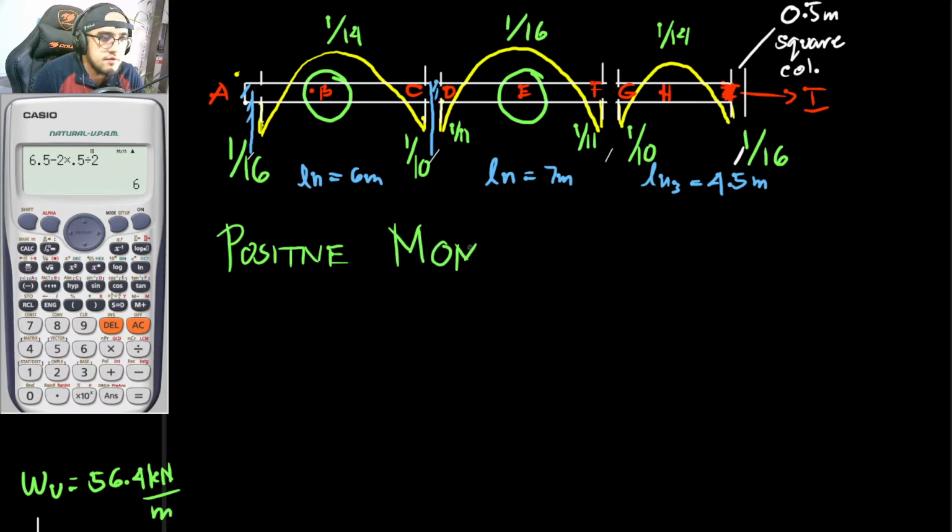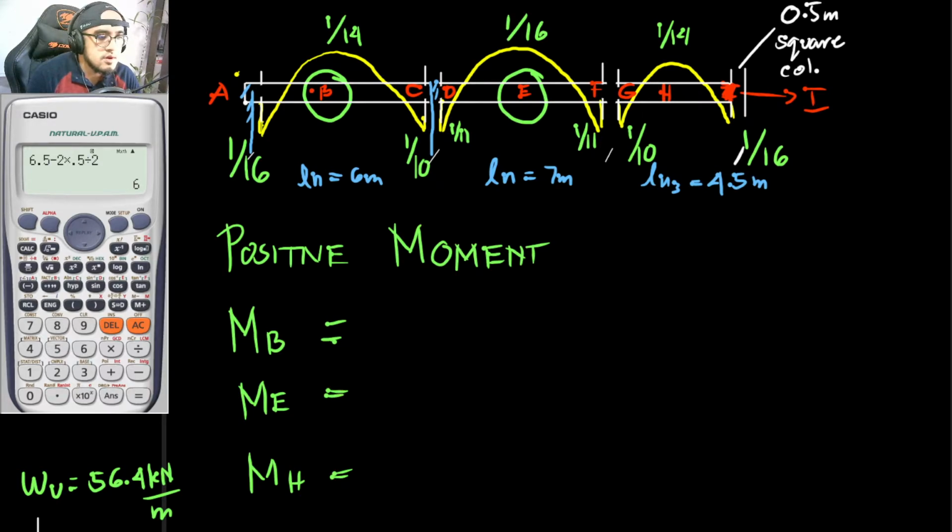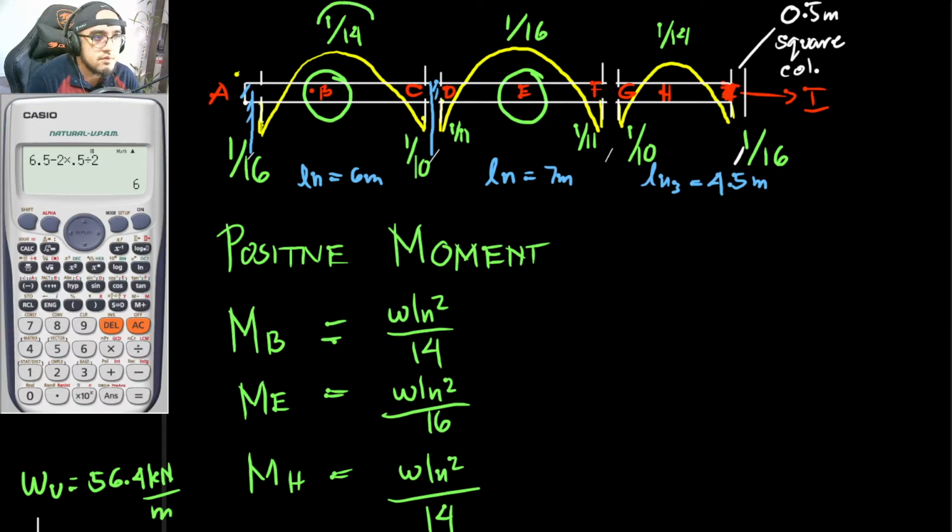So for our positive moments, those are to be our MB, so moment at B, moment at E, and moment at H. So B, E, and H. And this is to be equal to WLn squared divided by 14, WLn squared divided by 16, and WLn squared divided by 14. So ito siya respectively: 14, 16, and 14. Understood, guys?